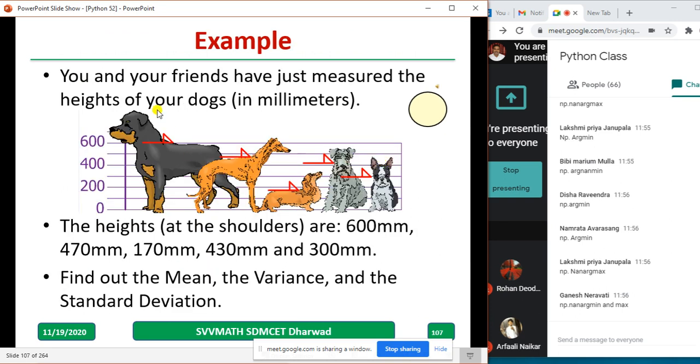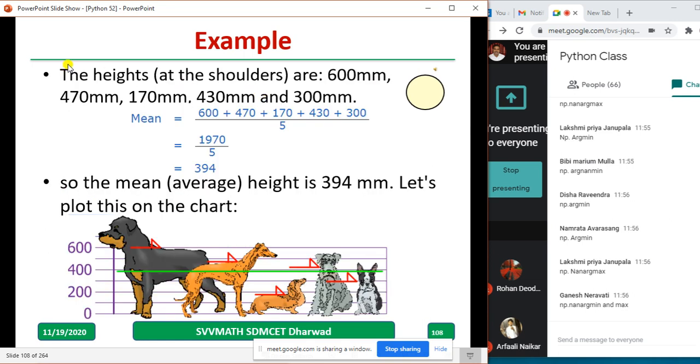Example. You and your friends have just measured the heights of your dogs. Say we have taken 5 dogs. The heights are 600 mm, 470, 170, 430, 300 mm. Find out the mean, variance and the standard deviation. How to do it? I'll show you the answer.